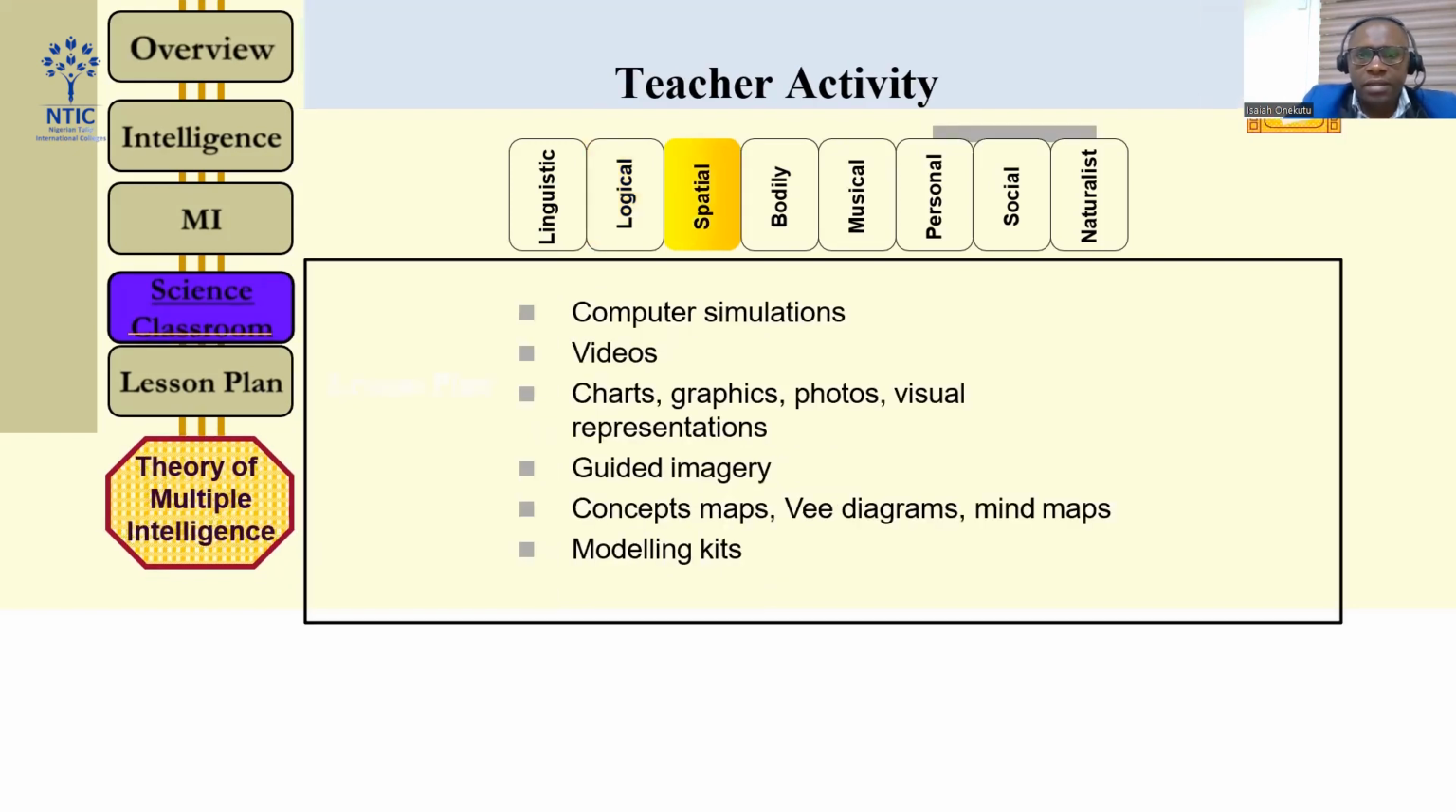Then the spatial learners. Now, for these, you could use computer simulations and videos. They watch videos and they're able to tell you what they are seeing. You could use charts, graphs, pictures, photos, visuals. Okay, all these representations capture the various kinds of learners.